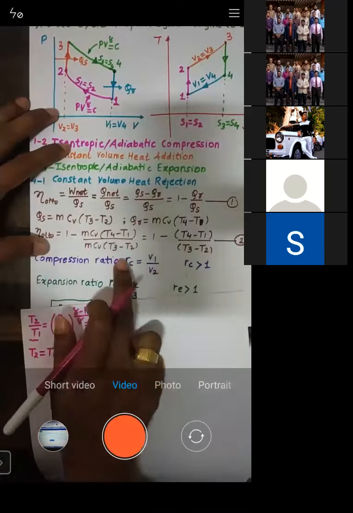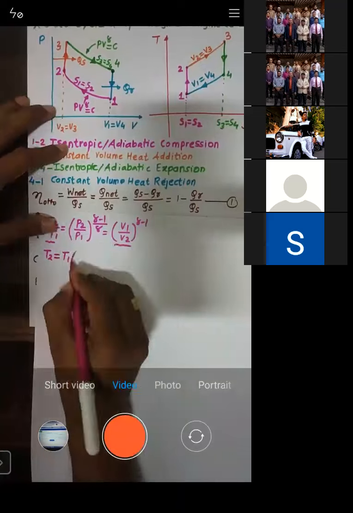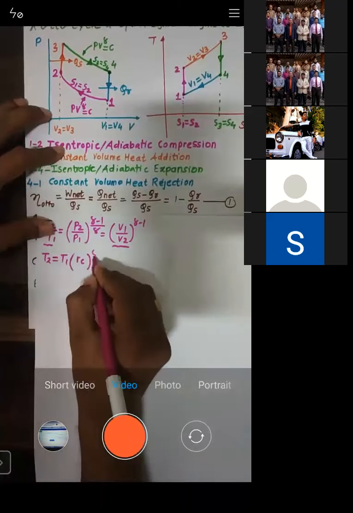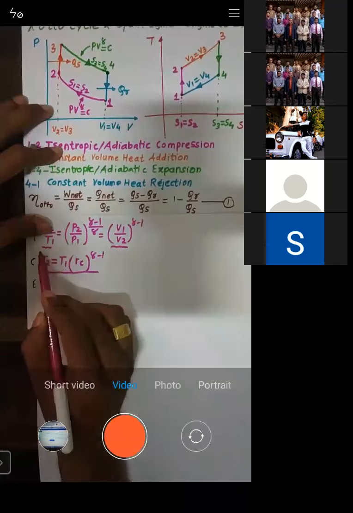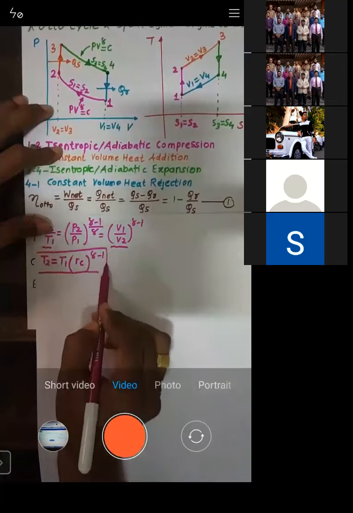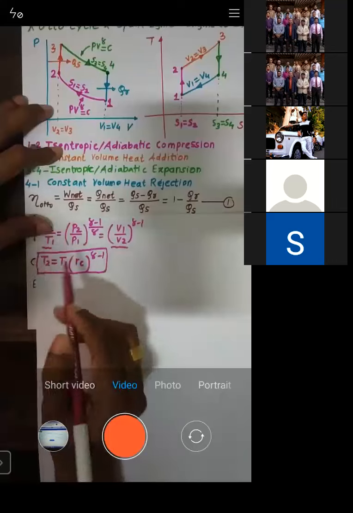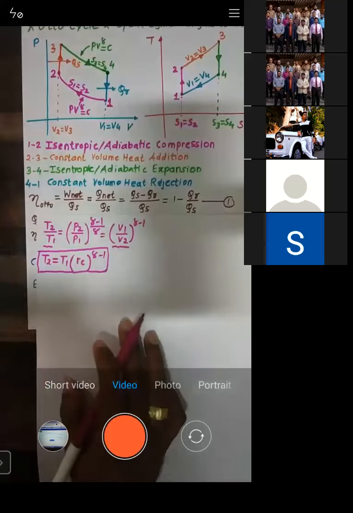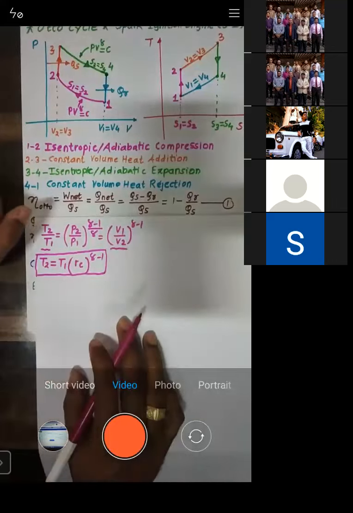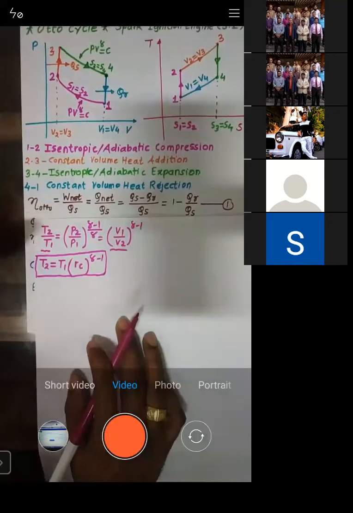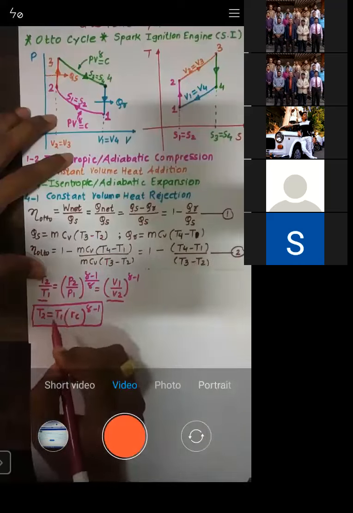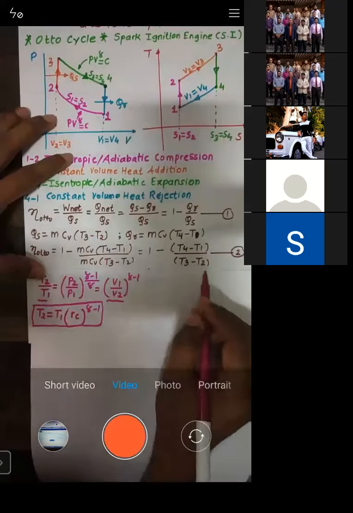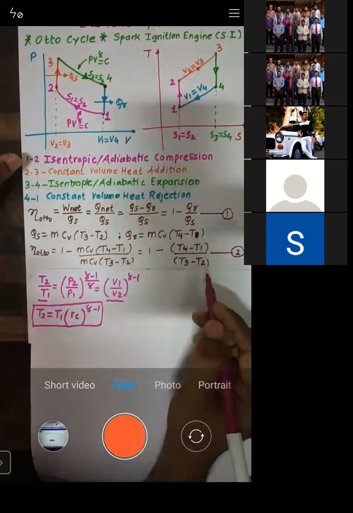See, V1 by V2 is RC. So this is RC raised to power gamma minus 1. Now see, what have I written for T2? I have written T2 in terms of T1. This is the only thing I have done.